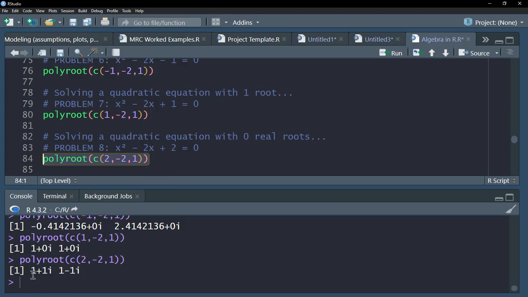So you can see here we've got complex numbers, and that's what's represented here: the real part and then the imaginary part.